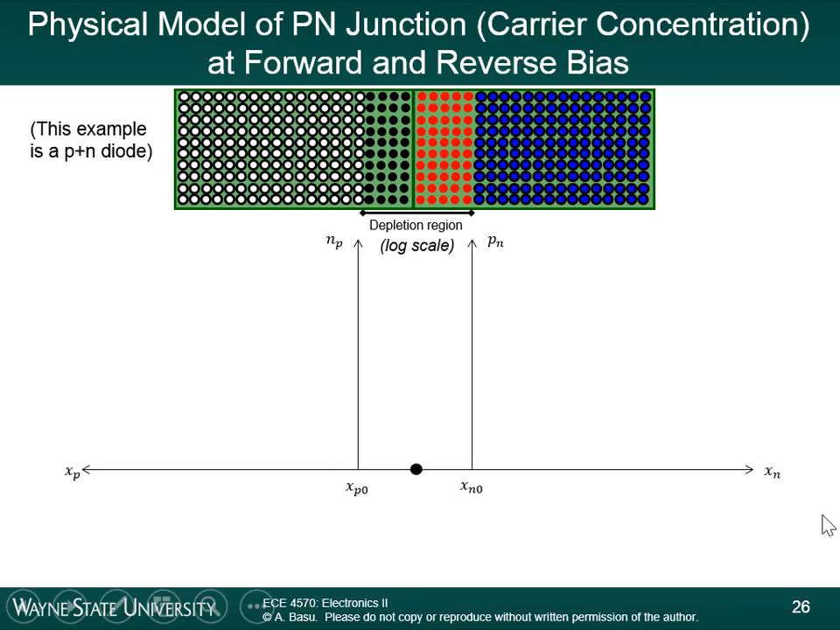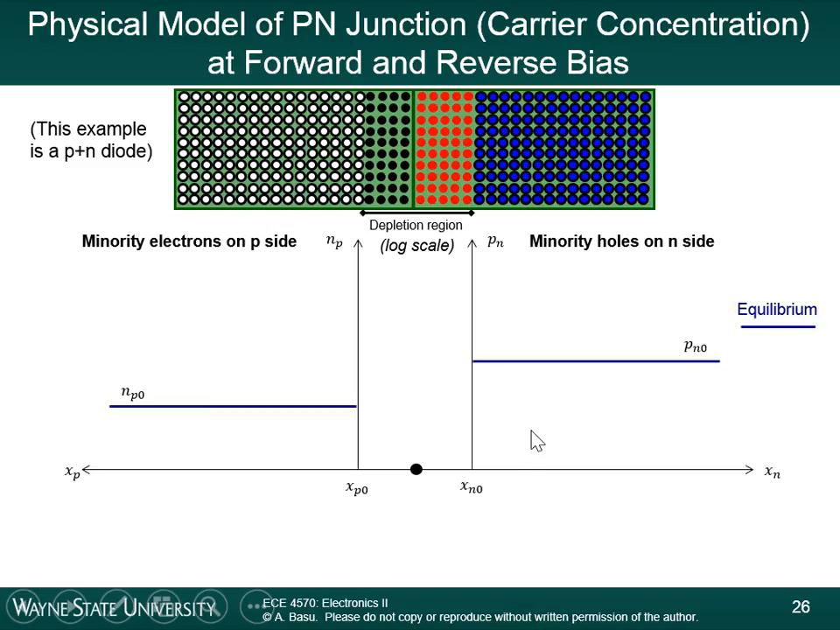The way we're going to do this, we're going to make a chart here, a plot. On the right side of the chart we have X sub N. On the left side we have X sub P. What we're going to plot are the minority carrier concentrations, N sub P and P sub N. N sub P means the electron concentration in the P region. P sub N means the hole concentration in the N region. So we're talking about the minority carrier concentrations. These are the minority holes on the N side, and these are the minority electrons on the P side.